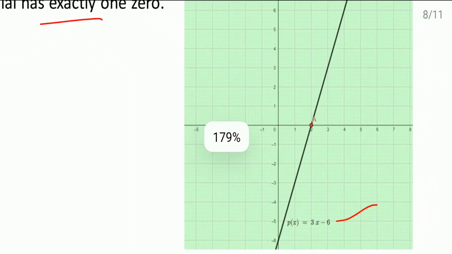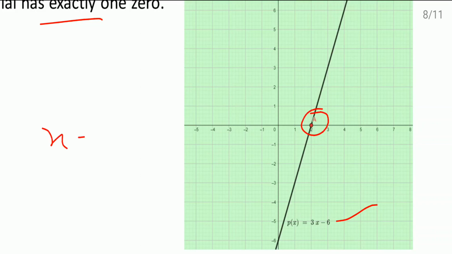See here, this is the polynomial p of x, which is equal to 2x minus 6. For that, this is the graph. Now this graph is intersecting the x-axis at this point. So x equal to 2 is the zero of the given linear polynomial. Correct?